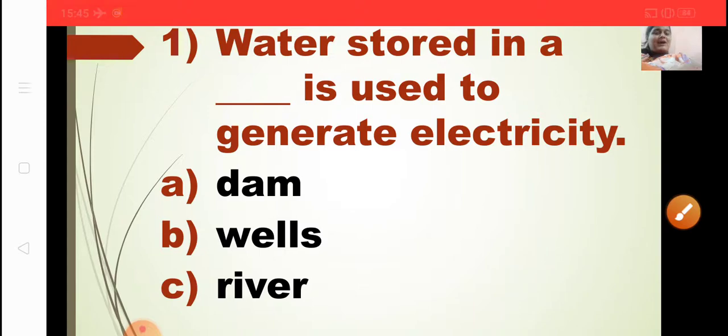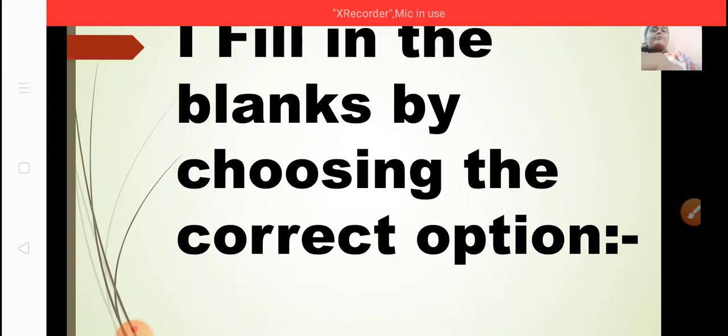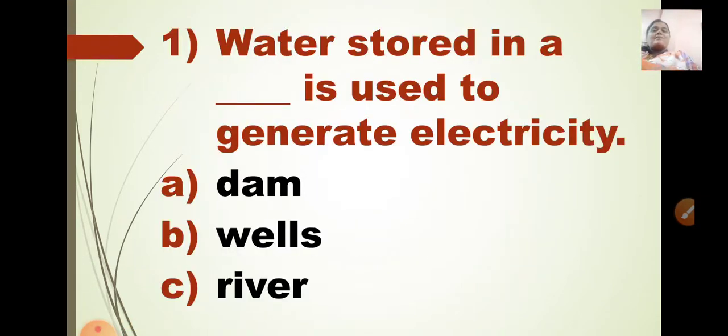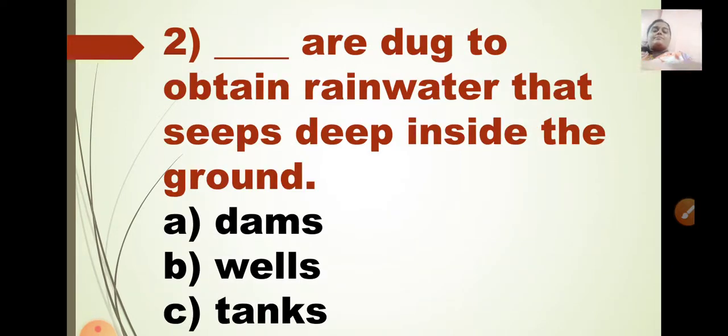Is that clear how you are going to do it? Okay, now so water stored in a dam is used to generate electricity. Okay, now look at the second one. Dash are dug to obtain rainwater that seeps deep inside the ground. Okay, 3 options again. A is dam, B is wells, and C is tanks.